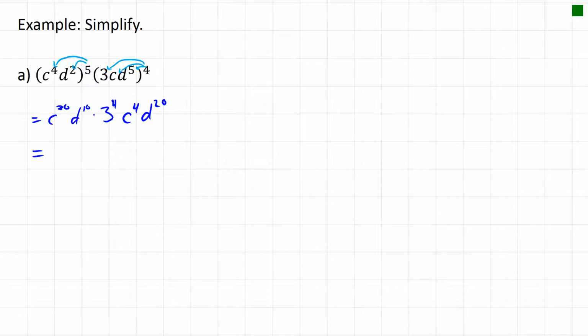And you can do it in your head or you can do it in your calculator, but you'll get 81. And then c's, I have c to the 20 times c to the 4 is c to the 24. And similarly, d to the 10 and d to the 20 is d to the 30. And so there's my simplified expression.